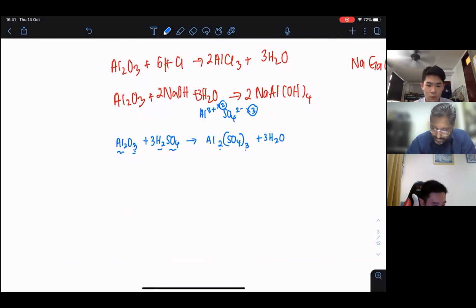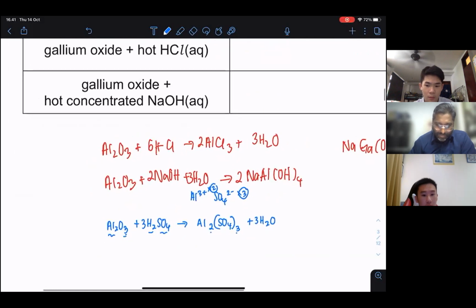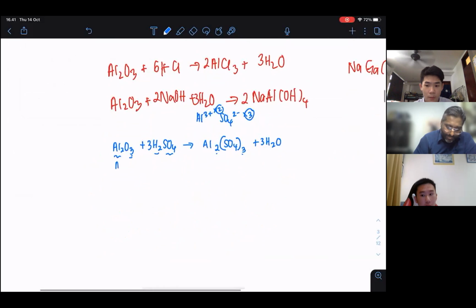Hydrogen now becomes 6. Here left and right is 6, so it's balanced. This is given in the textbook. But now, if I want to apply this to a reaction with hot HCl, aluminium oxide reacts with HCl in the same way.